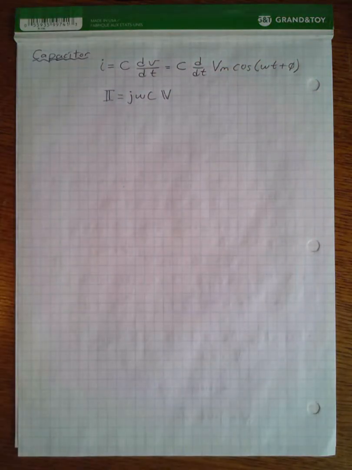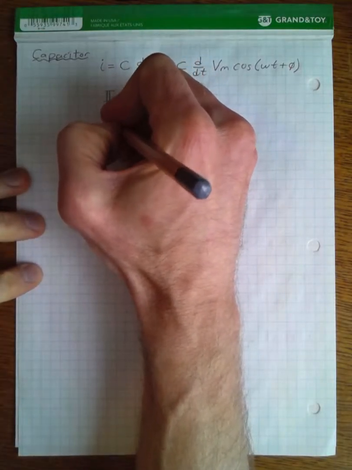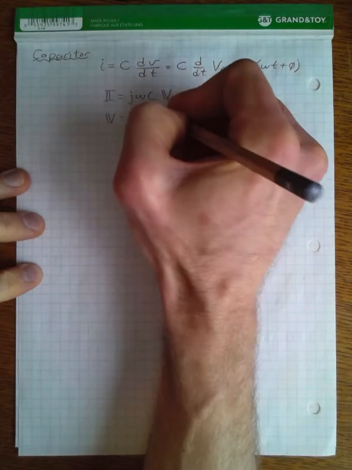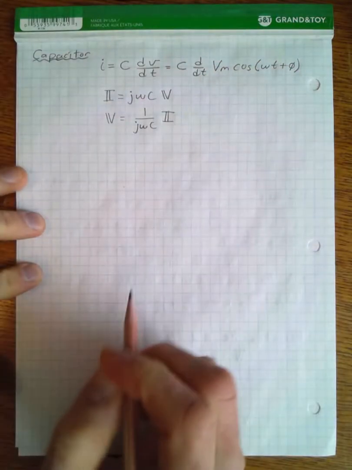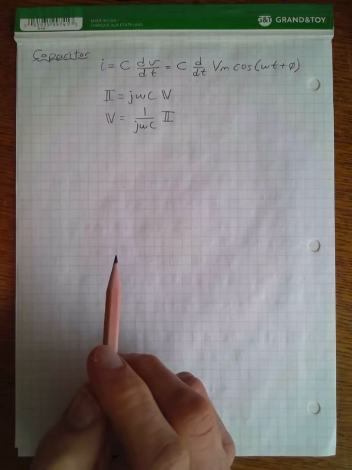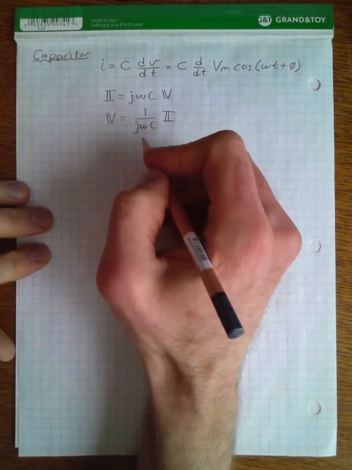For the other two circuit components, the resistor and the inductor, we wrote in terms of voltage being equal to something. So if we want to express this in terms of voltage, we can write voltage is equal to 1 over j omega C times the current, to put it in the same form as the other equations. And so is this okay? Are we breaking any rules by taking the reciprocal of this?